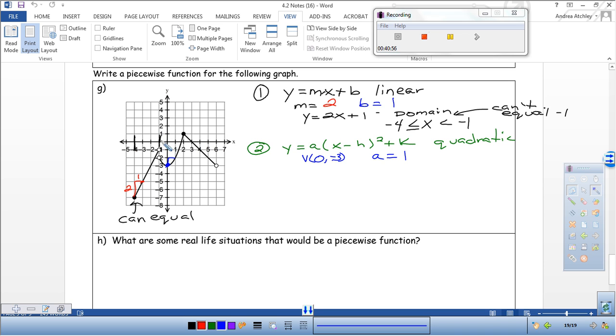Any questions over that? So you're going to plug it back into your equation. You're going to get y equals a value of 1 times x minus 0, the whole thing squared, plus, not k, plus a -3, so that would be -3. It won't be left like this. When you simplify, x minus 0 is x, and squared is x squared minus 3.